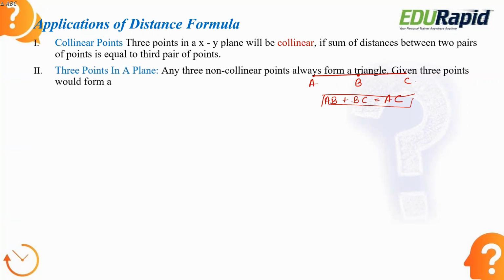Next, 3 points. Always when there are 3 points, they are actually non-collinear. They cannot be collinear to each other. Collinear means lying on the same straight line. So if I consider 3 points, it should be a triangle, which are non-collinear. They are not on the same straight line.